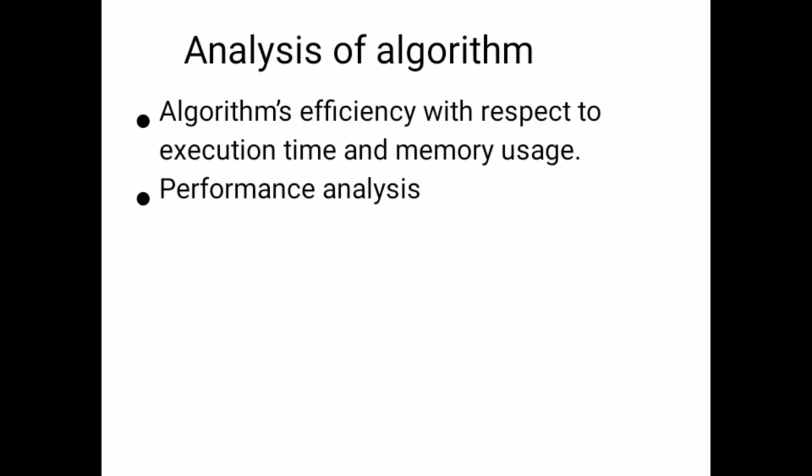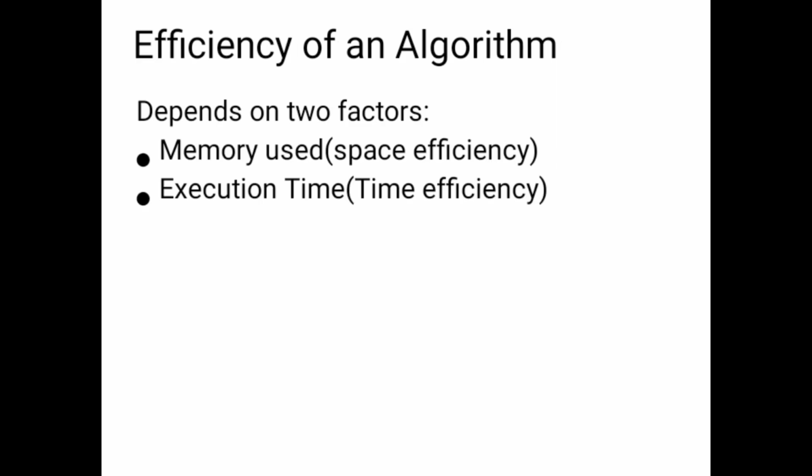The efficiency of the algorithm depends on two factors, namely the memory used and the execution time. Memory used is nothing but space efficiency, and execution time is the time efficiency. In some applications, the main constraint will be memory, and in some other applications, the main constraint will be time taken to run the application. So, we concentrate on both space complexity and time complexity.